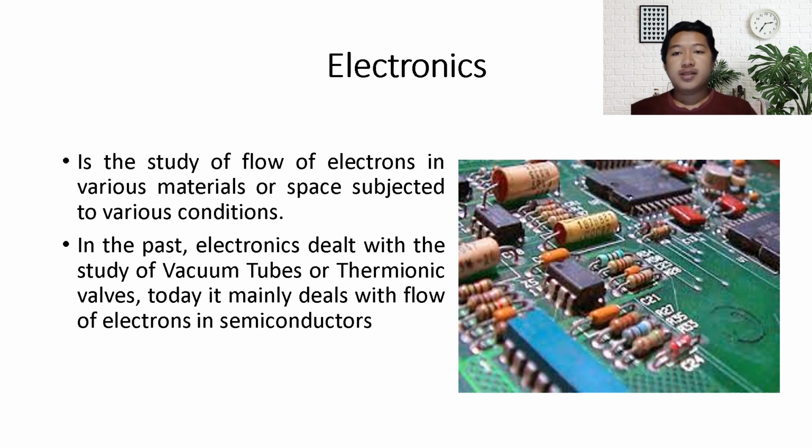What is electronics? Electronics is the study of flow of electrons in various materials or space subjected to various conditions. In the past, electronics dealt with the study of vacuum tubes or thermionic valves. Today, it mainly deals with flow of electrons in semiconductors. Electronics these days is what we use every day, such as cell phones, televisions, radios, computers, laptops. Those are the products of electronics, or those are electronics.